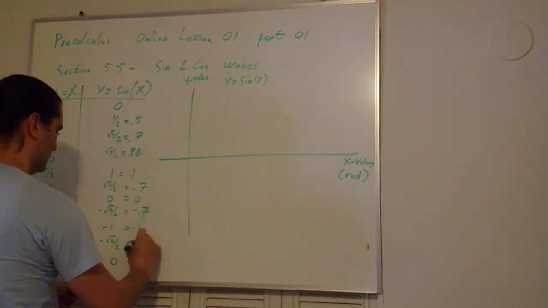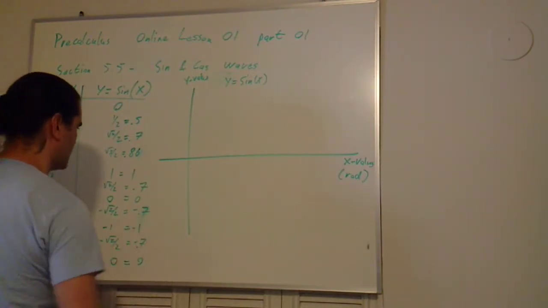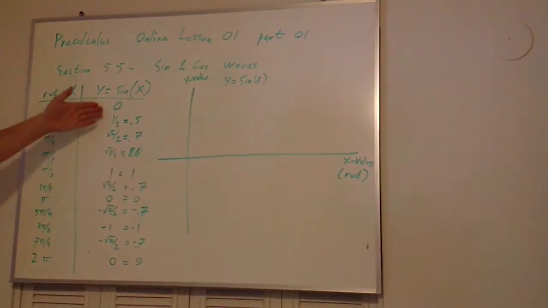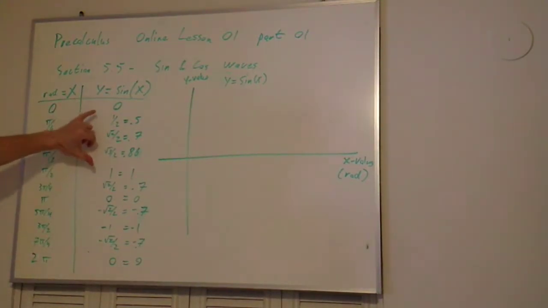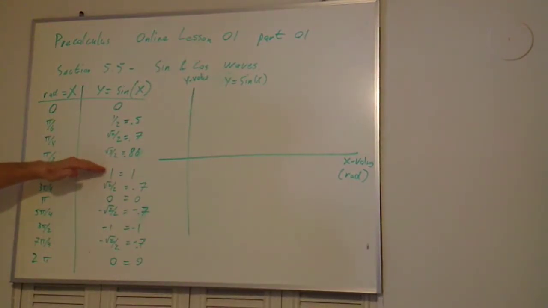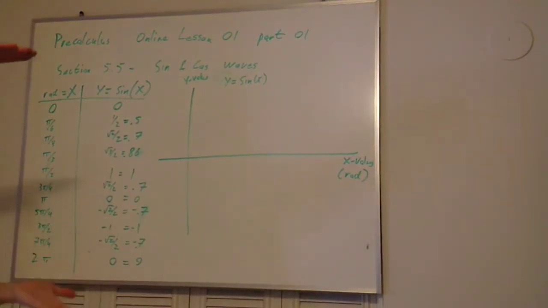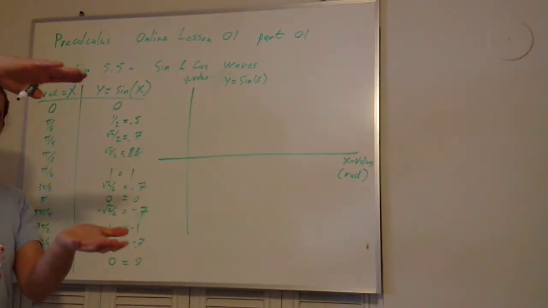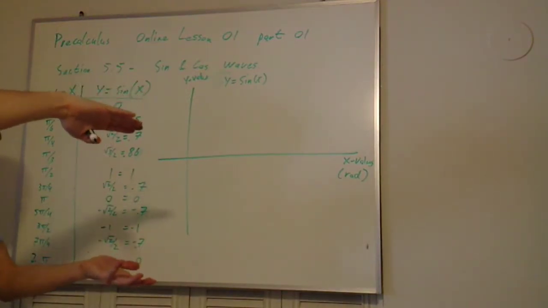Negative 1, negative 0.7, and back to 0. So this is approximately where all of my y values are going to sit. Again, they're all in between 1 at the very biggest, the most positive thing we can get out of a sine is 1, because sine is on the unit circle. The highest y value on the unit circle is 1. The lowest value on the unit circle we're going to get is negative 1. That is the bounds on our sine function. It can't be bigger than 1, can't be less than negative 1.